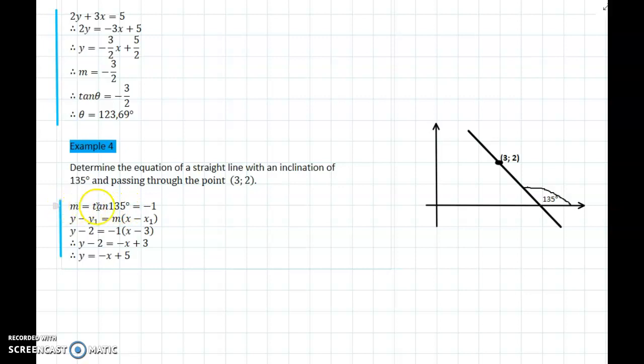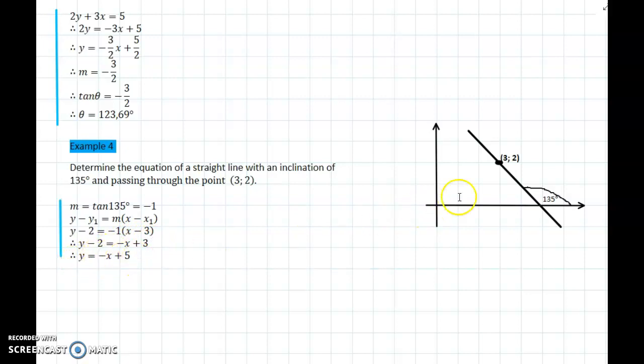Remember, m is equal to tan theta. So m is equal to tan of 135 degrees. So I'll just tan on my calculator 135 equal to minus 1. So now I have the gradient. It is minus 1 and I have the point (3, 2). This is x1 and that's y1. So y minus 2 is equal to minus 1 times (x minus 3). Remove the bracket, negative x plus 3. And now transpose that term, minus 2. Add 2 on both sides. So therefore y is equal to minus x plus 5.